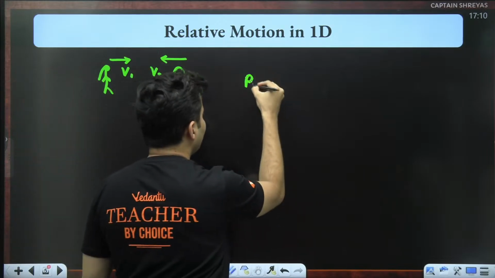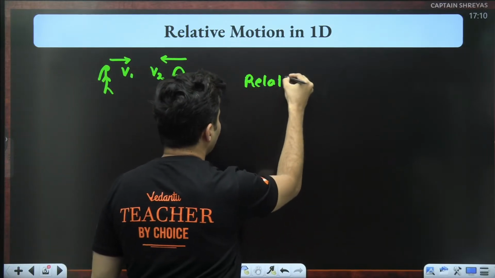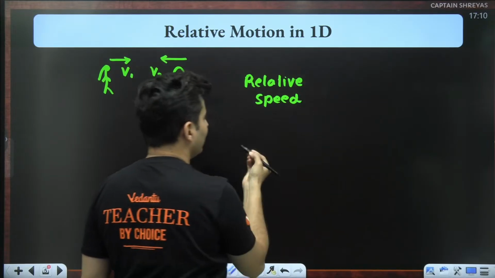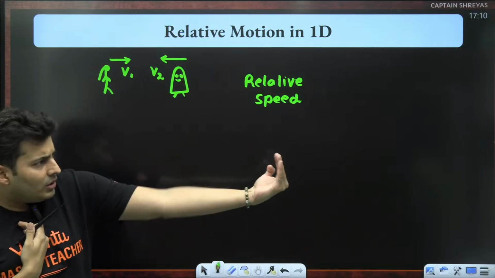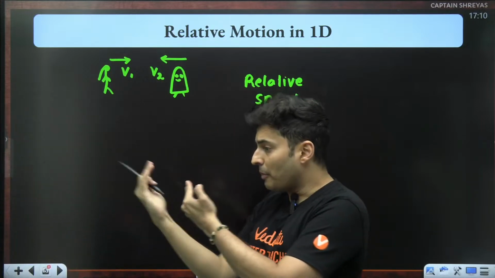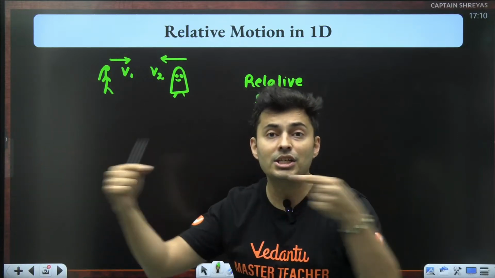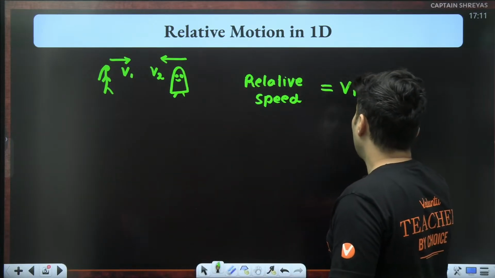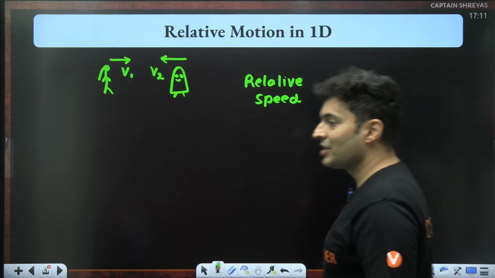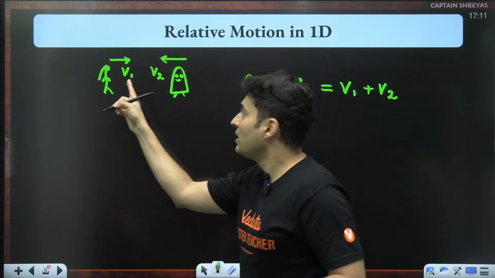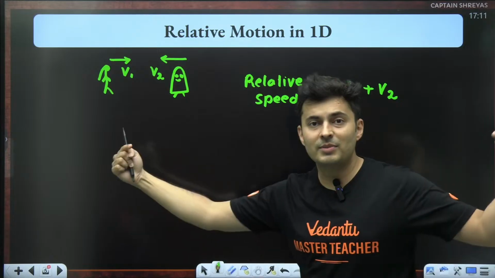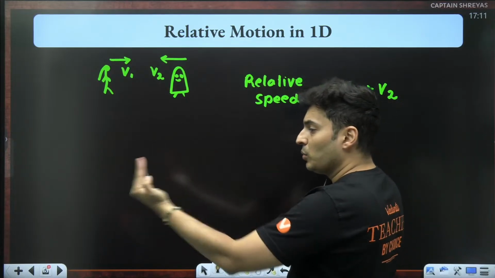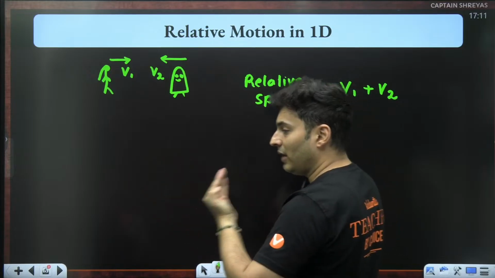So then their relative speed with respect to each other. If Champa sees Pandu or Pandu sees Champa, they will see each other moving towards each other with a speed of V1 plus V2. This is just adding their magnitudes. If it was 2 meters per second and this was 3 meters per second, 2 plus 3 will be 5. So Pandu will see Champa coming towards him with a speed of 5 meters per second.